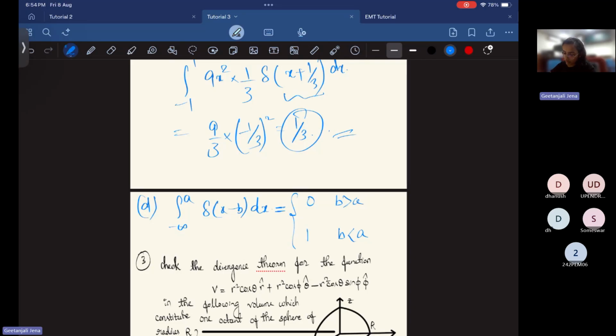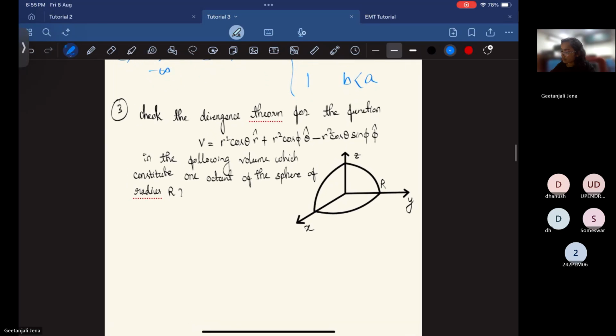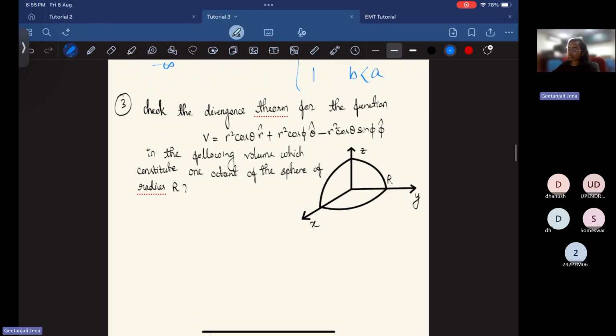Okay, so this is about some of the integration involving the Dirac delta function. Now let us see the problems based on the divergence theorem or Stokes theorem, or the conservative field.